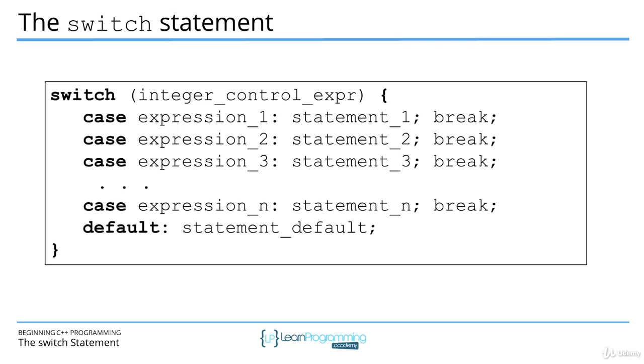The value of the control expression will be compared to the values following the case keywords. These case statements must also evaluate to an integral or enumeration type and must be known at compile time. That means they must be constants or literals. When the value of the control expression matches the case expression, then the code after the colon is executed until you hit a break statement.